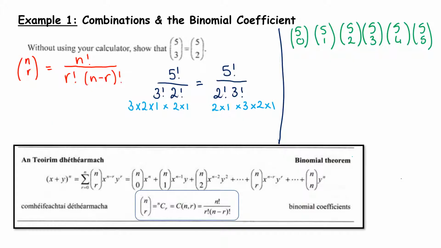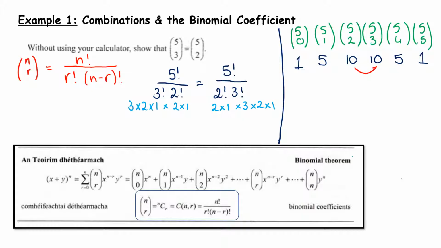So if you put those into your calculator one by one, what you'll notice is this. 5 choose 0, I get 1. 5 choose 1, I get 5. 5 choose 2, I get 10. 5 choose 3, I get 10. 5 choose 4, sorry, 5 choose 4, I get 5. And 5 choose 5, I get 1. And hopefully what you're seeing now is there's kind of a symmetrical property here.